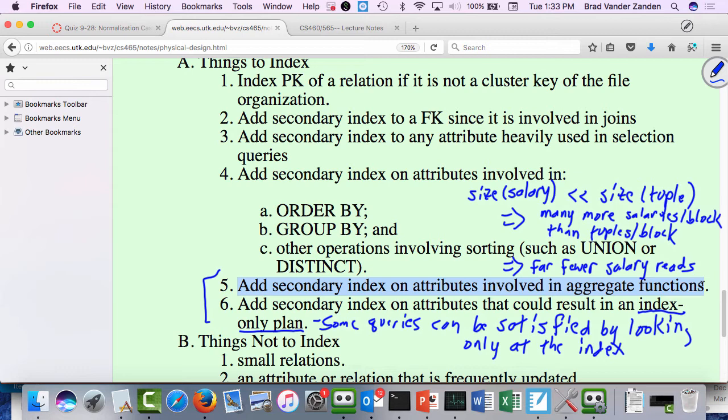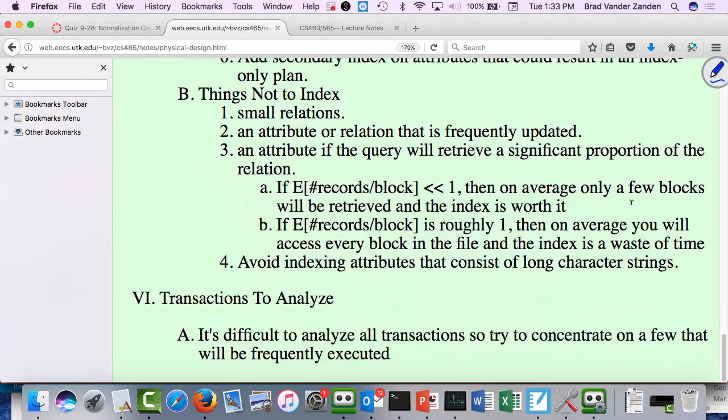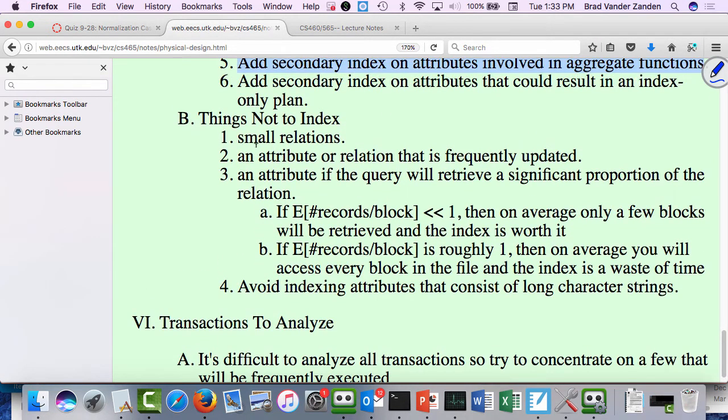Okay? A cute query optimizer might, no, let's see, is that true? No. Generally index-only plans are pretty restricted to aggregate functions. Okay, so those are good attributes to put indices on. So what are things not good to index?